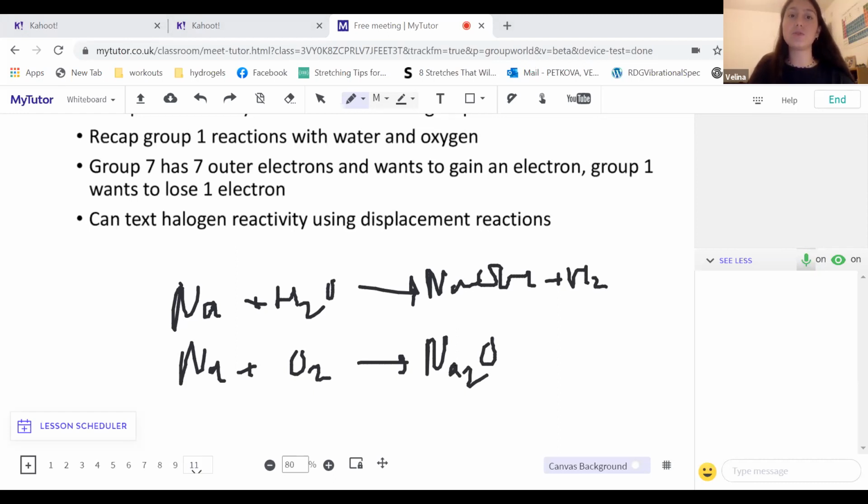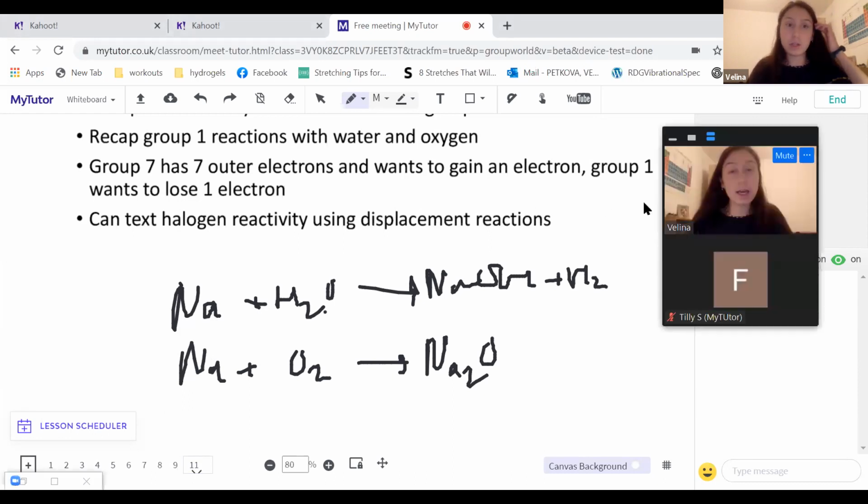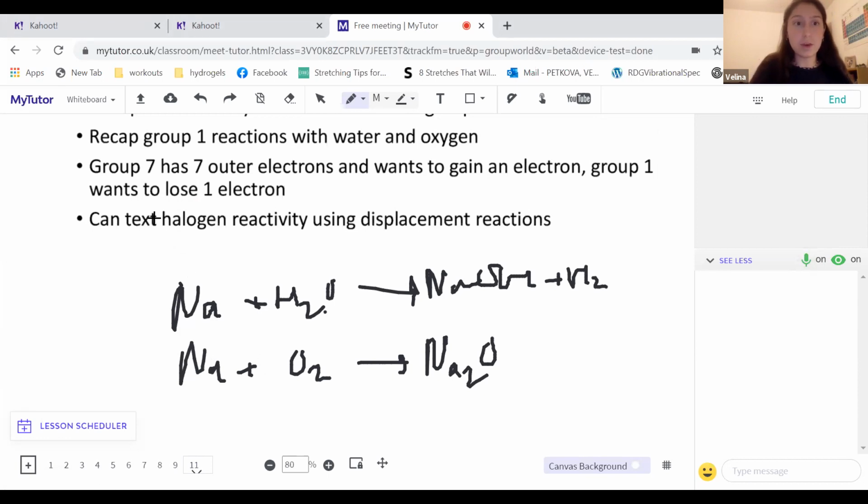No, you can't test all groups' reactivity with displacement, only some. Only some you need to know. Okay, so group 7 has 7 outer electrons and wants to gain an electron. Group 1 wants to lose an electron. You can tell halogen reactivity using displacement reactions.